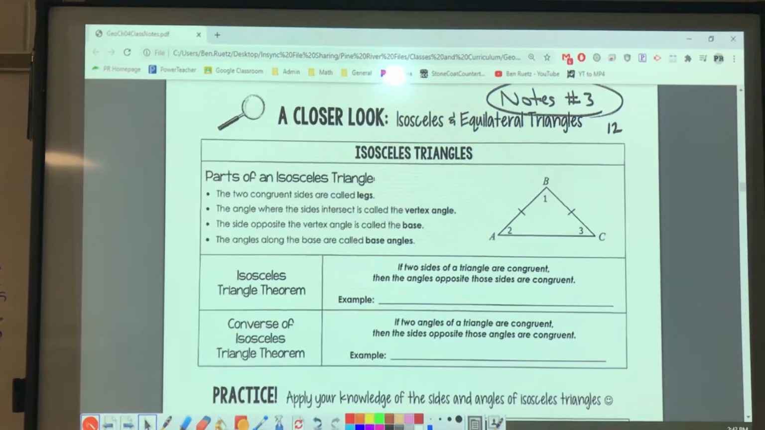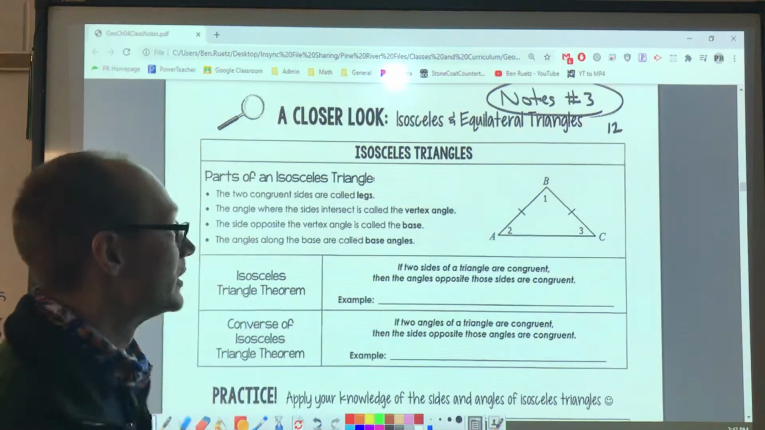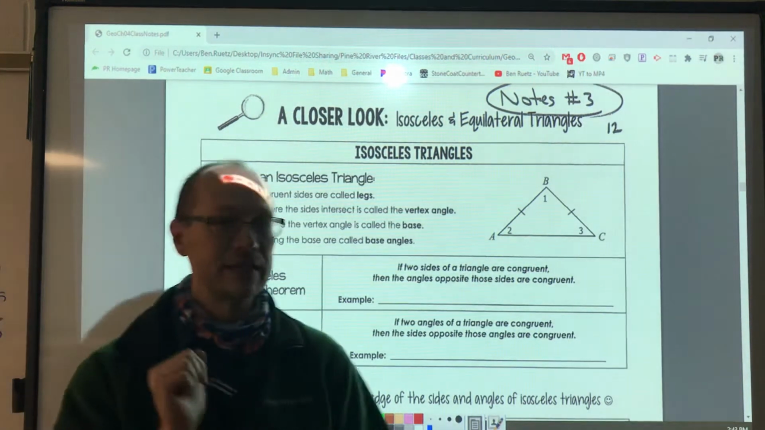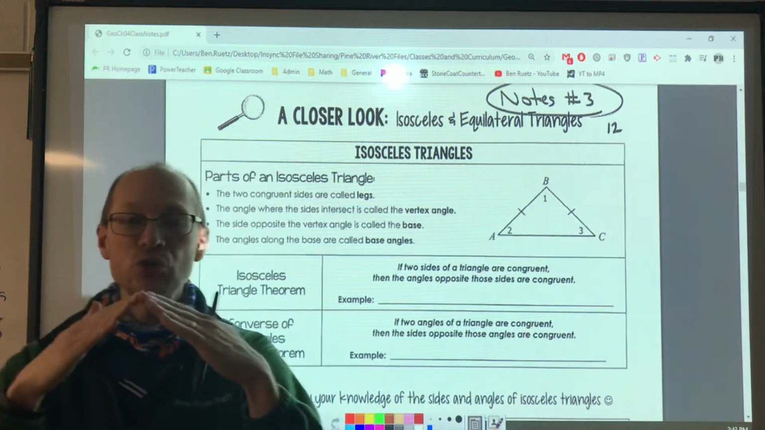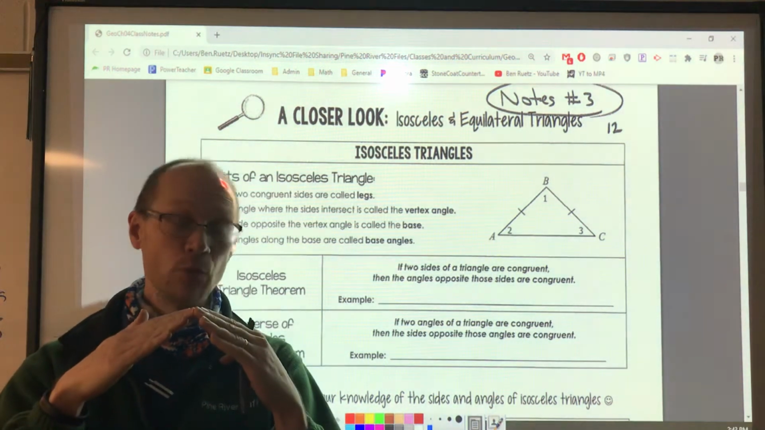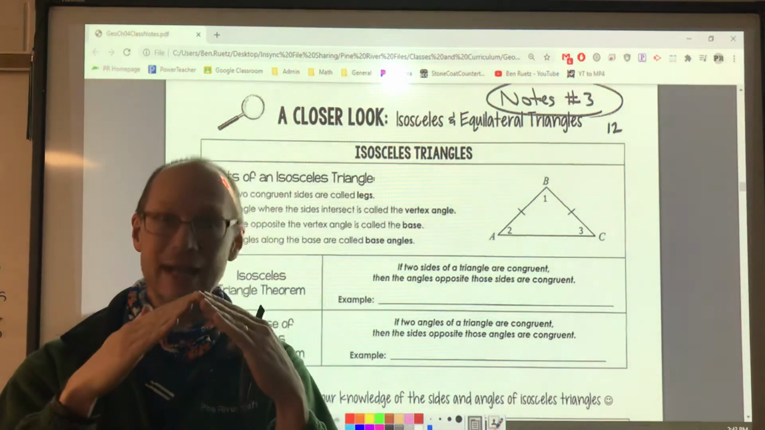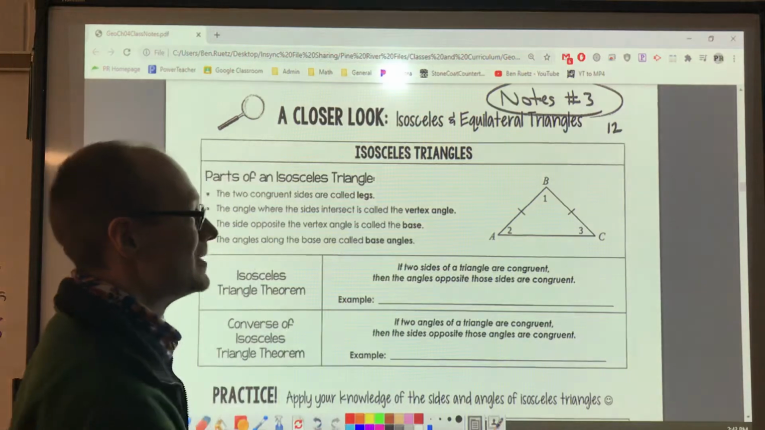Hey, geometry class. Let's talk a little bit about isosceles and equilateral triangles here. An isosceles triangle is any triangle that has two sides the same. If the third side happens to be the same, we would call it equilateral, but it is still also an isosceles triangle.